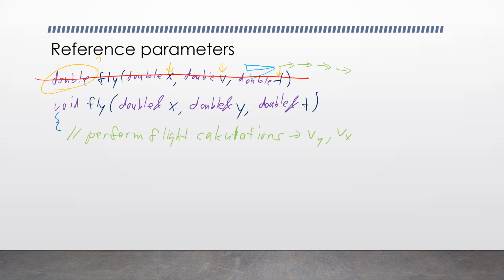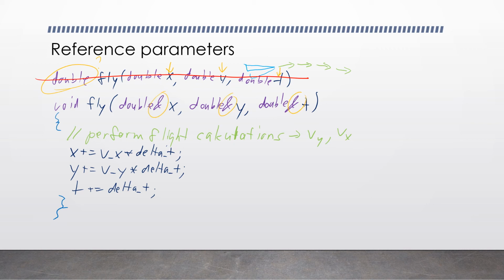And then we'll say x plus equals velocity x times delta t, y plus equals velocity y times delta t, and t plus equals delta t. Okay, we don't have to return anything because we used reference parameters. That means instead of copying the value over, we actually copied the whole variable into our function, and any changes we make to x, y, and t will be reflected in the program.